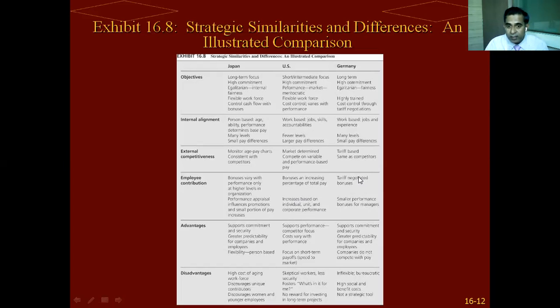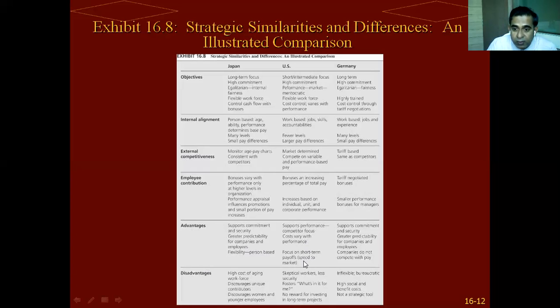Then when it comes to Germany, how employee contributions are measured and paid depends on tariff-negotiated bonuses, and smaller performance bonuses are given for managers. There are certain advantages in Japan: it supports commitment and security, greater predictability for companies and employees, and flexibility for employees. Whereas the US supports performance, competitor focus, costs that vary with performance, and a focus on short-term payoffs.